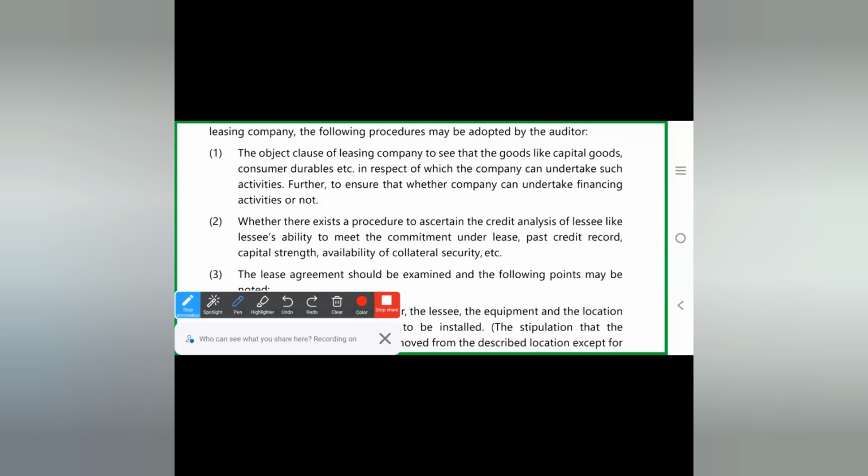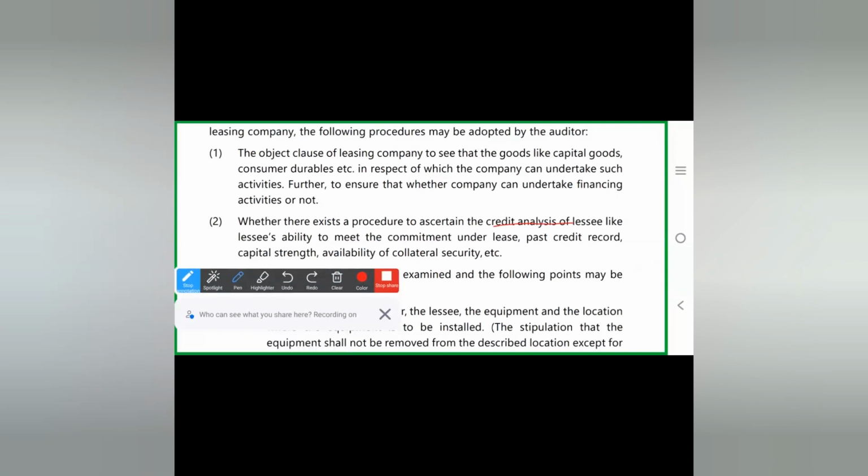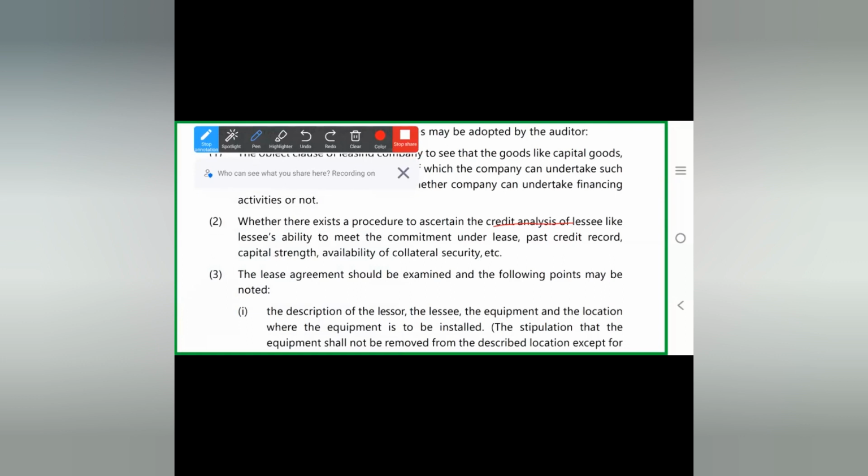Also check whether there exists a procedure to ascertain the credit analysis of lessee, like lessee's ability to meet the commitment under lease, past credit record, capital strength, and availability of collateral security. The lease agreement should be examined and the following points may be noted.